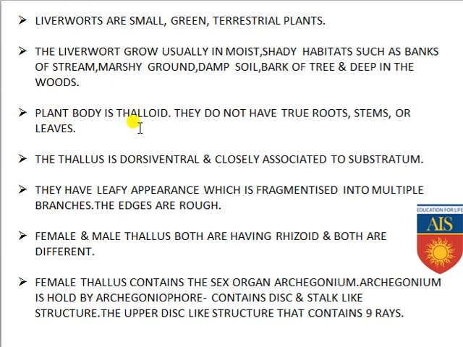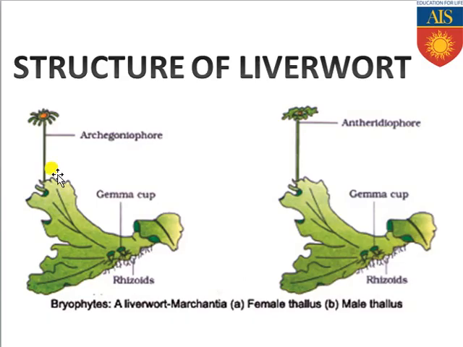The plant body is mostly thalloid, and they do not have any kind of root, stem or leaf structure in their thallus body, because their body is entirely thalloid. That means their body is not differentiated into root, stem and leaves. The thallus is dorsiventral and closely associated with the substratum. In the previous figure you have seen this thallus portion, which is leaf-like. It is attached to the substratum properly, and it is dorsoventrally flattened. That means the upper surface and lower surface are totally flattened.